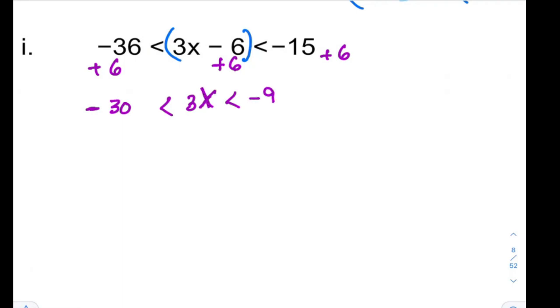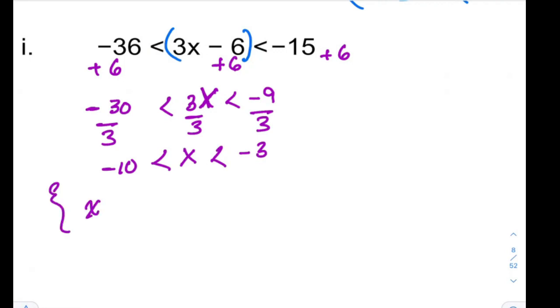Also, we need x, remember. So we divide by 3 all sides. So x more than negative 10 and less than negative 3. This is the solution. So the solution set will be x such that x is between negative 10 and less than negative 3.